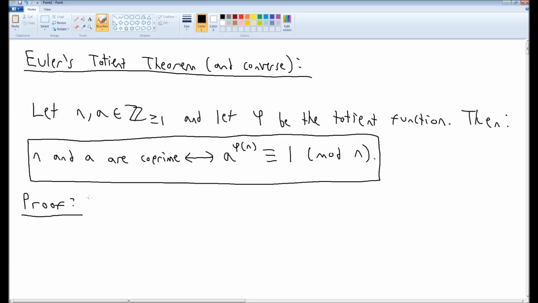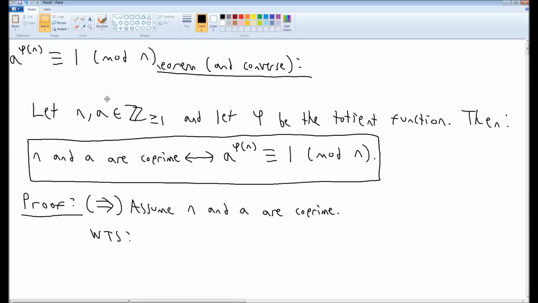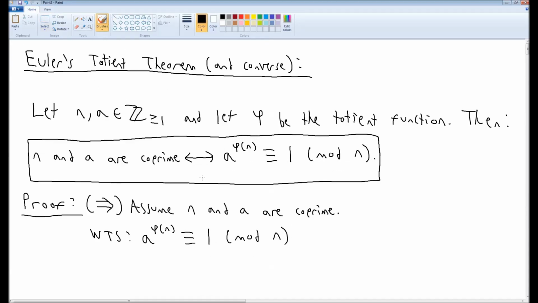We're going to prove the forward direction first. So assume n and a are coprime. And what do we want to show? We want to show that this is true. How do we do it? Well, there's a trick we can use. However, for the trick to work, I don't want to have to think about the case when n equals 1 because that's weird. However, notice that if n is 1, then this is true automatically.